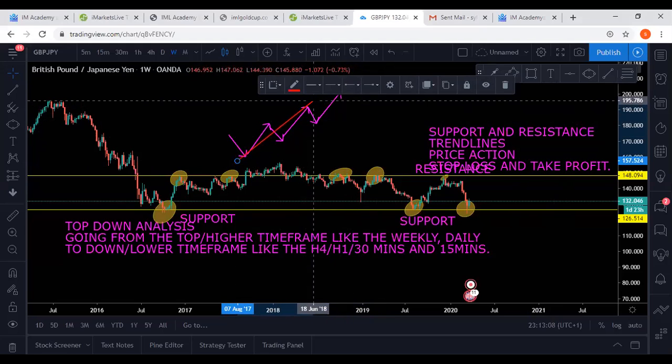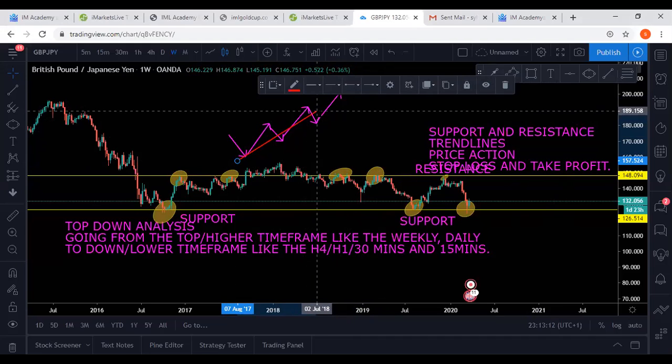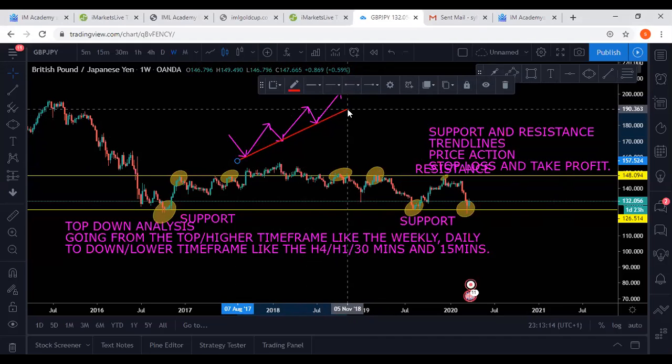If your trend line is looking like this, it doesn't make sense. That's not an uptrend. Make sure that you're able to connect 2 points, right? If you're able to connect 2 points successfully, then this is an uptrend.